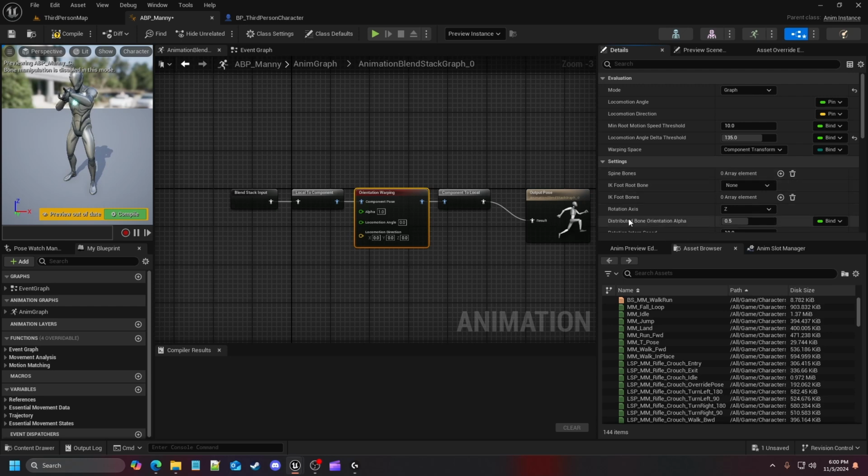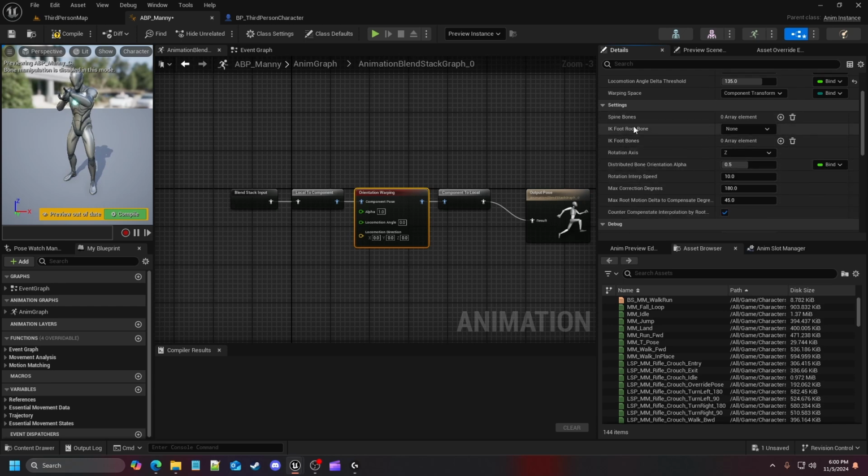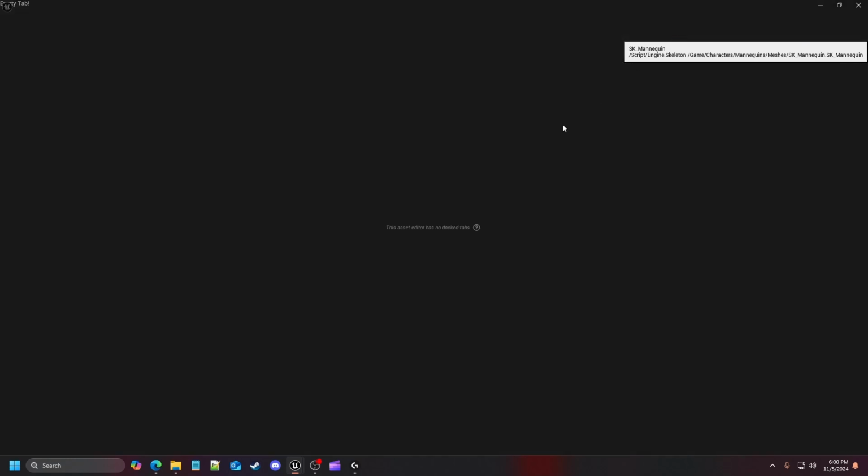So now for our orientation warping node, let's go down to our settings, and we're going to set 5 index placements here because we want to get all of our spine bones. To figure out what our spine bones are, we're going to go up to where you see the blue icon for skeleton, click that and open it up real quick, just briefly.